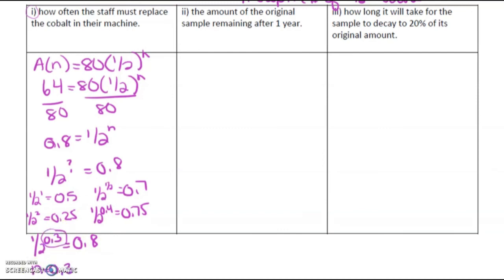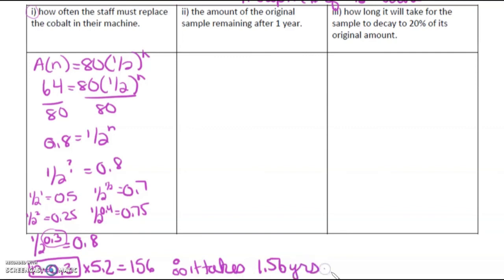So it doesn't even take 5.2 years to actually decay. It just takes a fraction of that compounding period. To see what the number of years is, all I would do is multiply that by the number of years each compounding period is. 1.56. So therefore, it takes 1.56 years, and then they have to top it up.